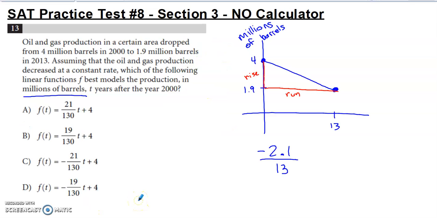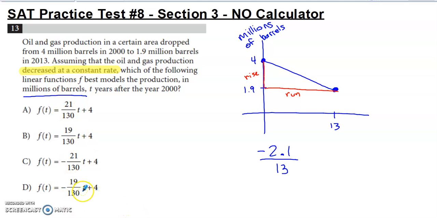Number 13 here tells us something about oil and gas production in a certain area, dropping from 4 million barrels in the year 2000 to 1.9 million barrels in 2013, assuming the oil and gas production decreased at a constant rate. And the reason why this phrase is there is because a line increases or decreases at a constant rate. Polynomials do not. So we're going to be modeling this relationship with a line, since we're assuming it decreased at a constant rate. Which of the following linear functions best models the production in millions of barrels t years after the year 2000?